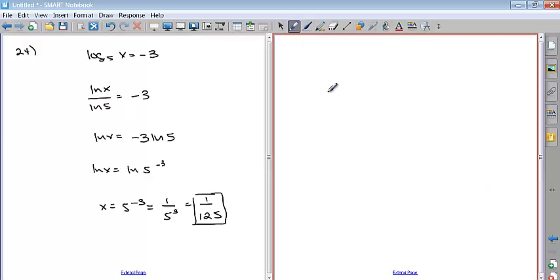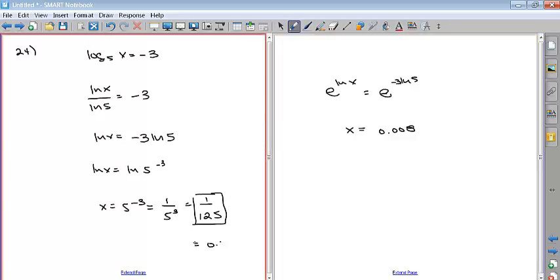The other way would be to say you have e to the natural log of x is equal to e to the negative 3 times the natural log of 5, and e to the natural log of x is just x. Then we can do the right-hand side. We take e to the negative 3 times the natural log of 5, and we get 0.008. Well, 1 divided by 125 in decimal form is 0.008.